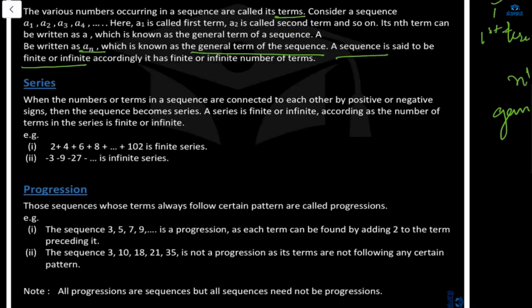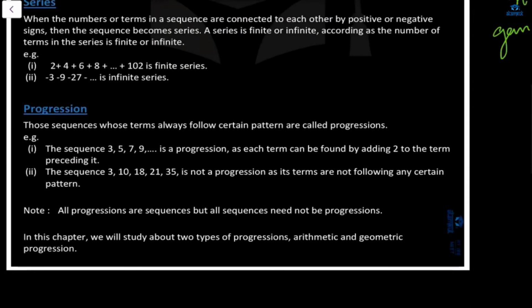Now the one below is infinite; you can see the dots here, which means there's no stop. And in -3, -9, -2, the first one uses a plus sign and the second one uses a minus sign, so it is called a series. Now what is a progression? Those sequences whose terms always follow a certain pattern are called progressions. We will be studying arithmetic progression, where they follow some pattern, and we'll see what an arithmetic progression is.